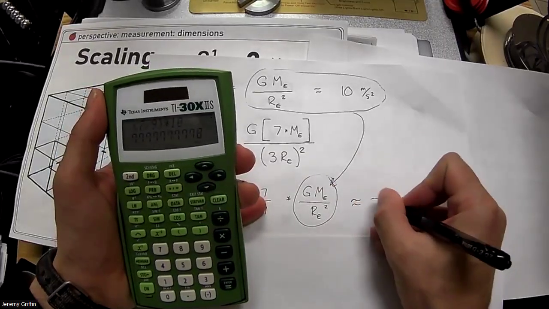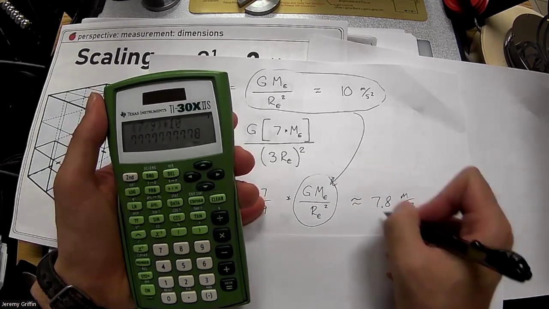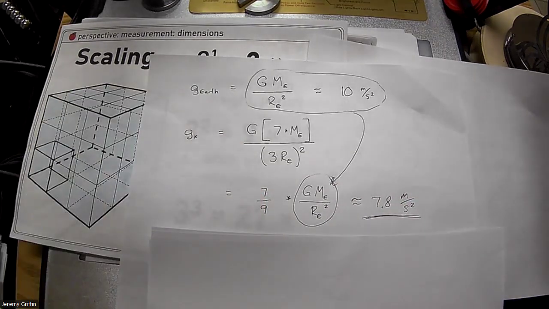It's about 7.8 meters per second squared. You can say 7.8 Newton per kilogram. You guys got that?